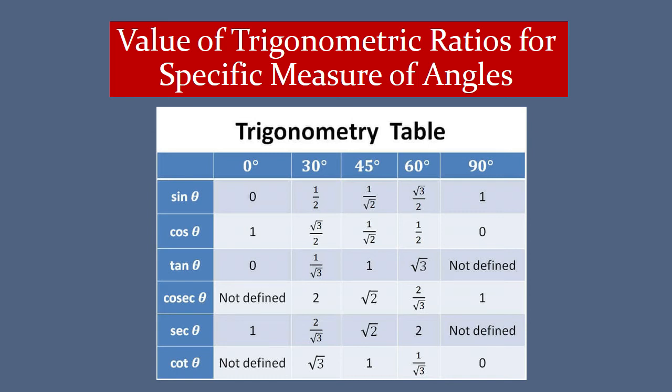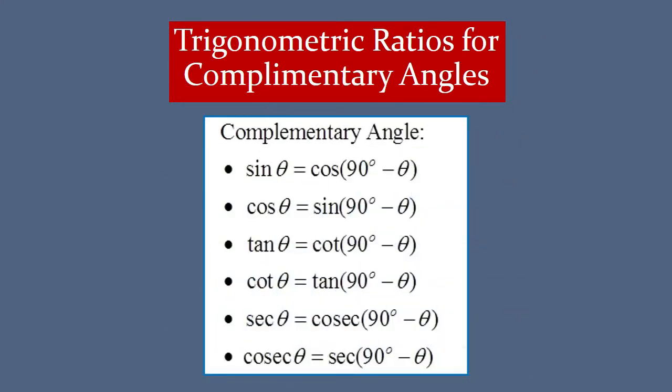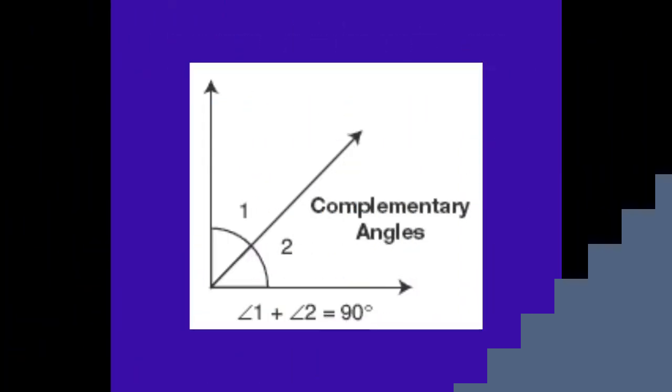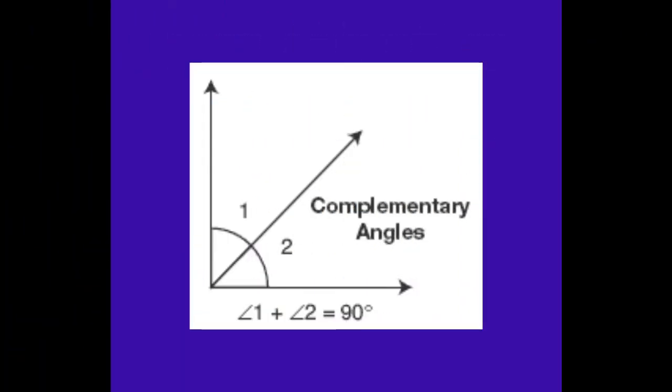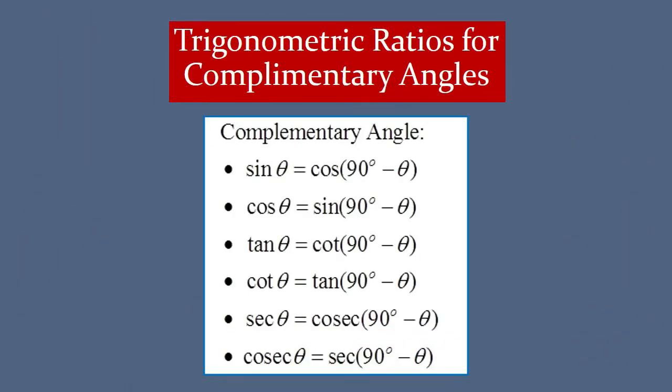Let's move to the third point now. This third part is very easy to remember. Trigonometric ratios for complementary angles. We know complementary angle means the sum of the angles is 90 degrees. So if you want to find the complement of any angle, 90 minus the measure of the angle gives us the complement of the given angle.